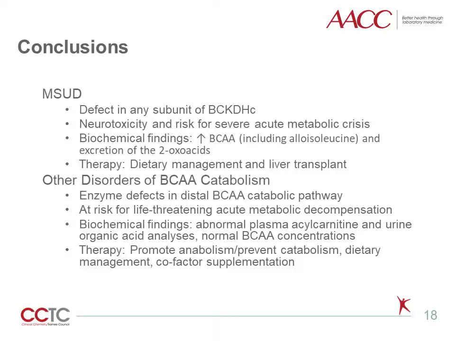Like maple syrup urine disease, individuals with branched-chain organic acidurias are also at risk for a severe acute metabolic decompensation during times of increased catabolic activity and are managed by dietary restrictions and cofactor supplementation.